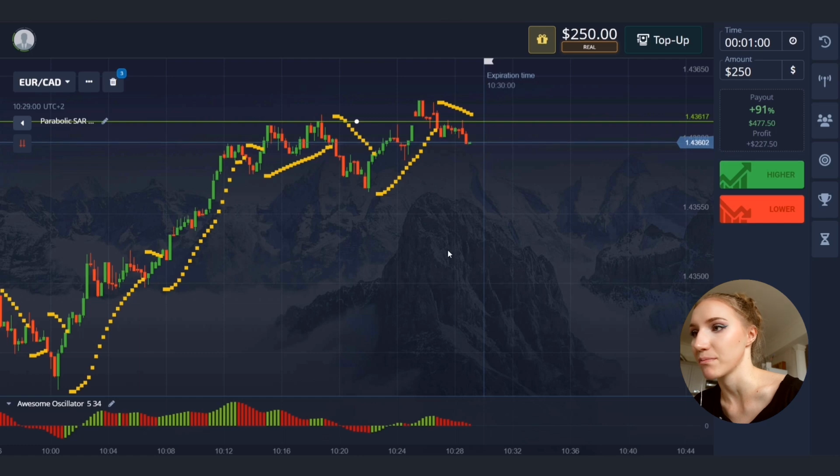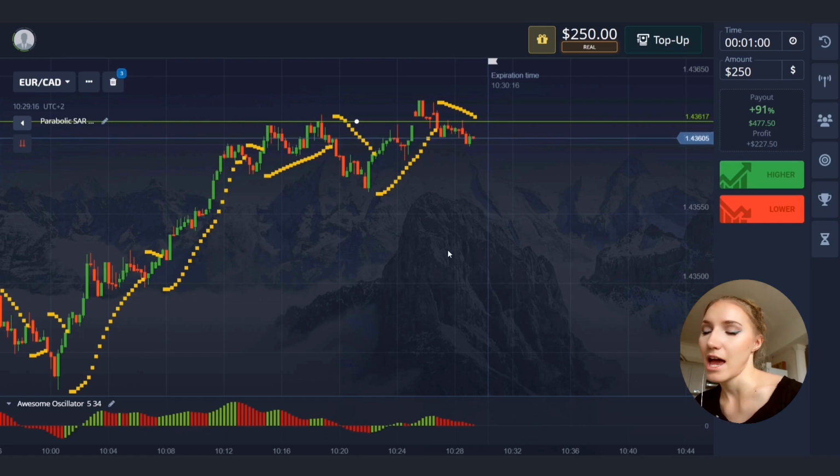When, for example, the Parabolic SAR shows us a signal to open a trade up, while the Awesome Oscillator indicator shows us a signal to open a trade down. But we can see, due to the trading situation, that the price is gonna move up, right? And this can happen, as I already told you, when it's a pullback or the flat zone.